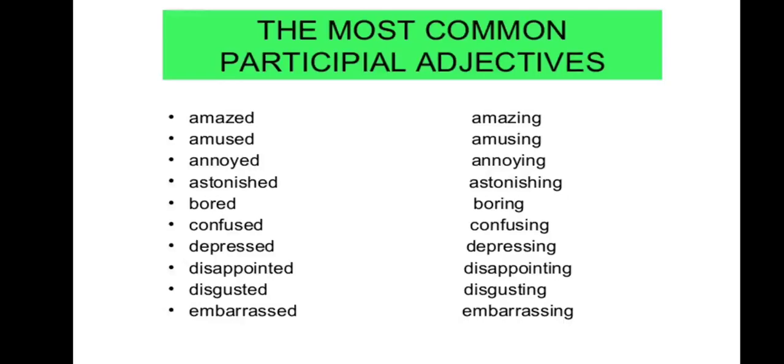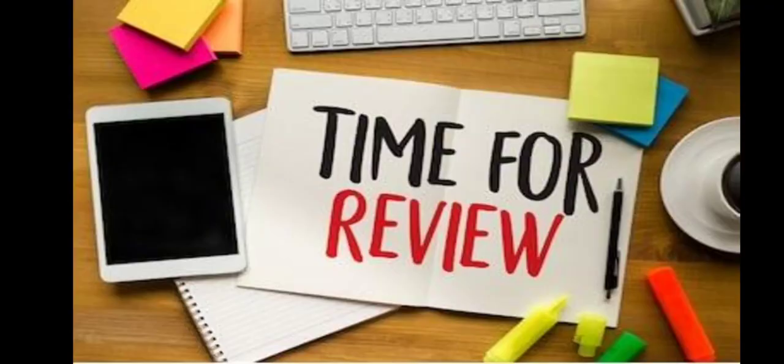Now these are some common examples for participial adjectives, some common words that you use as participial adjectives. Amazed, amused, amazing, amusing, bored, boring, embarrassed, embarrassing. Understood? These are just a few words. There are more words, but these are the most common words that are used as participial adjectives.